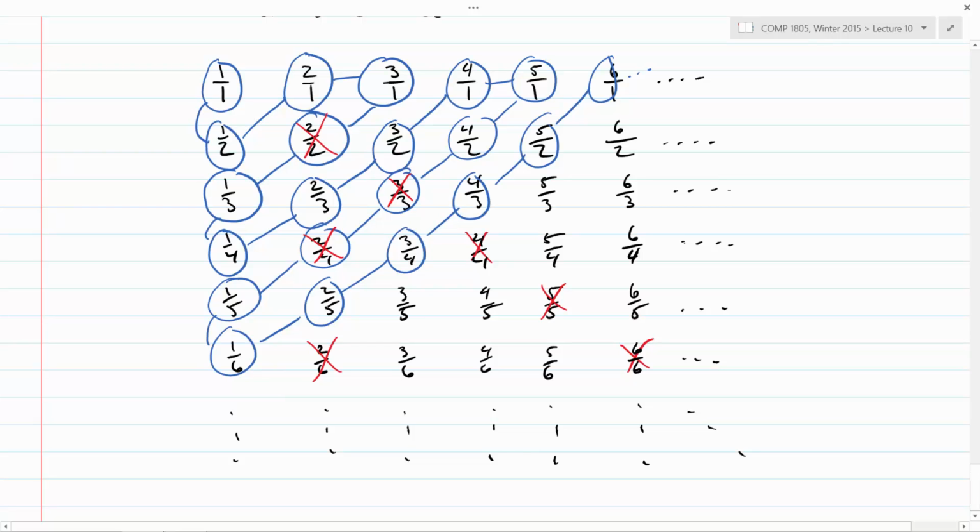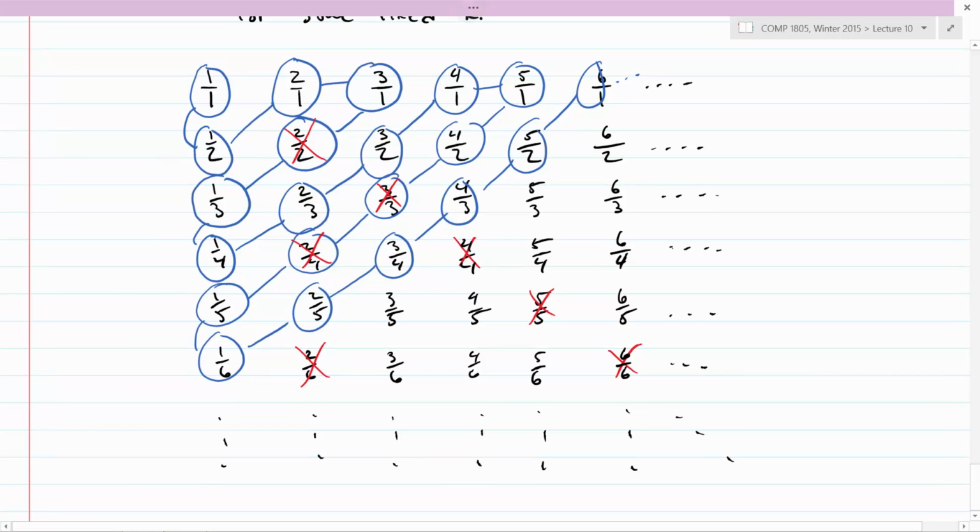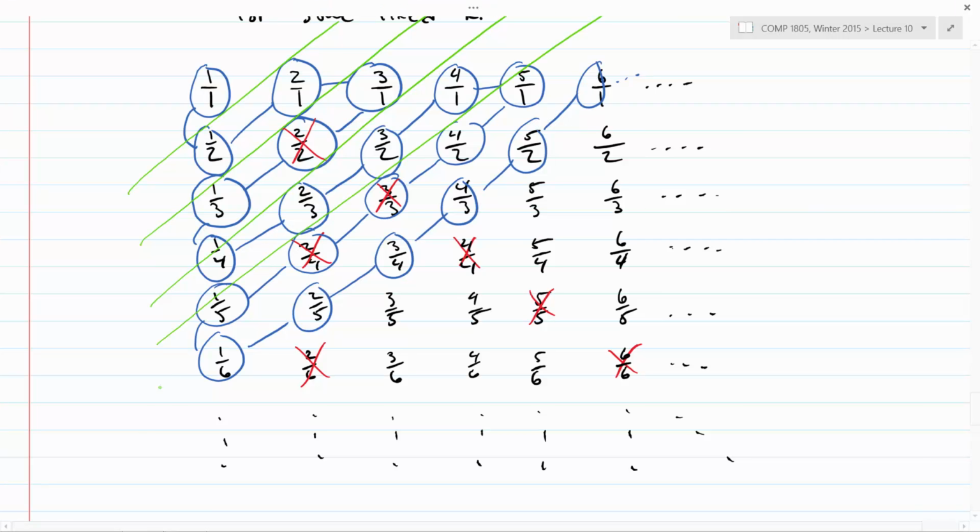And my claim is that this is a valid listing of all the numbers. Because notice what I'm doing here, in this angle, let me do it in another color. If I look at these diagonal things, then this is P plus Q equals 2. This is P plus Q equals 3. This is P plus Q equals 4. P plus Q equals 5. P plus Q equals 6, and so on.